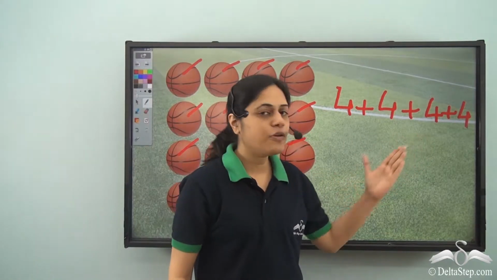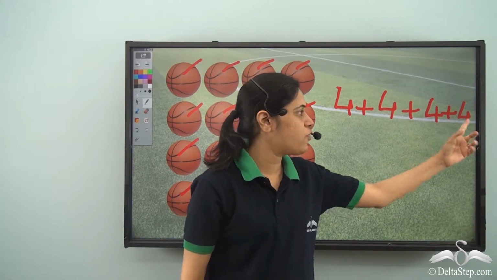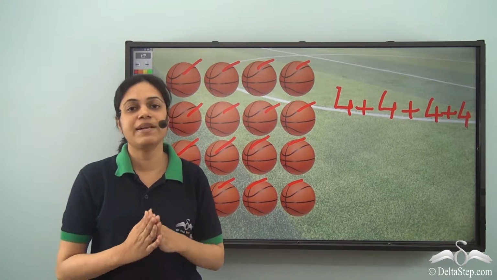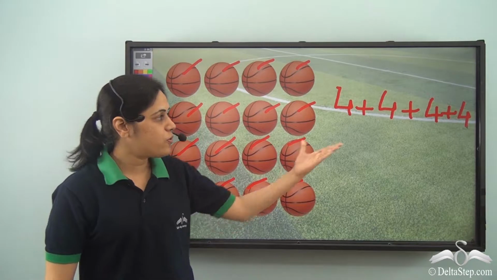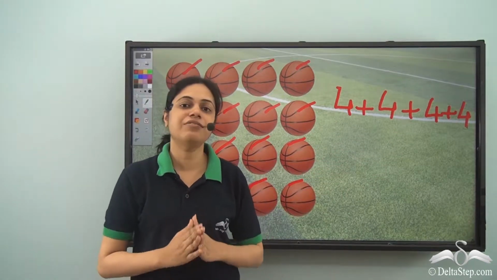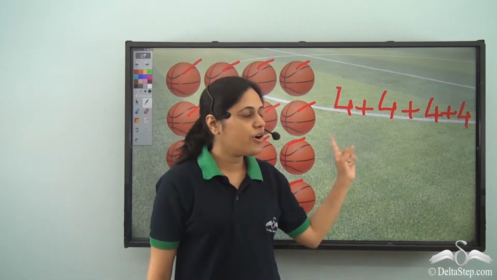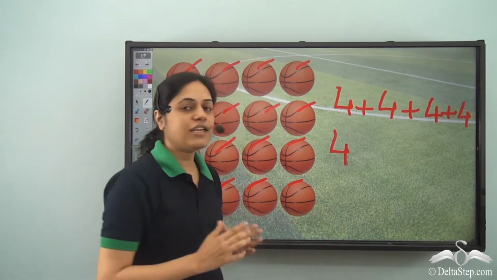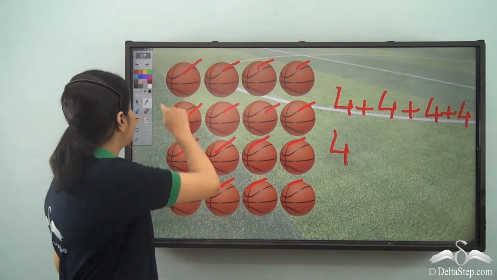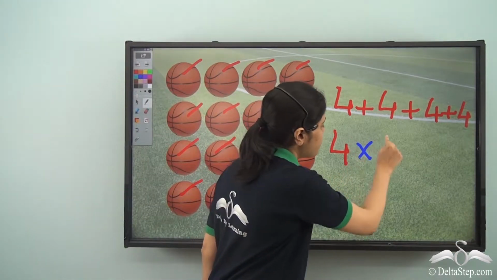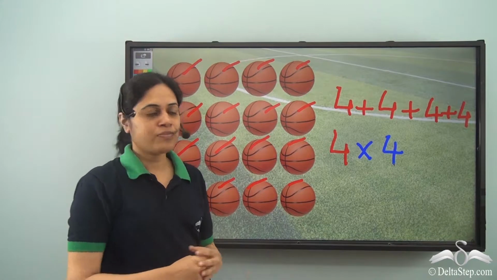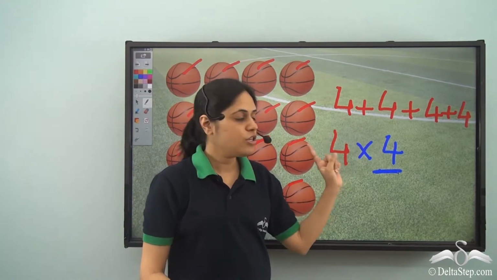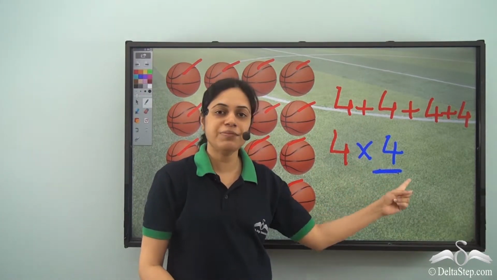Will you carry out this addition, that is 4 plus 4 plus 4 plus 4? Will you do that? Well, now since you know that repeated addition is multiplication, you are not supposed to add 4 so many times and give the answer. This is 4 added to itself 4 times. So 4 is added to itself how many times? 4 times. So this is 4 into 4. This 4 is for the number of times 4 is being added.